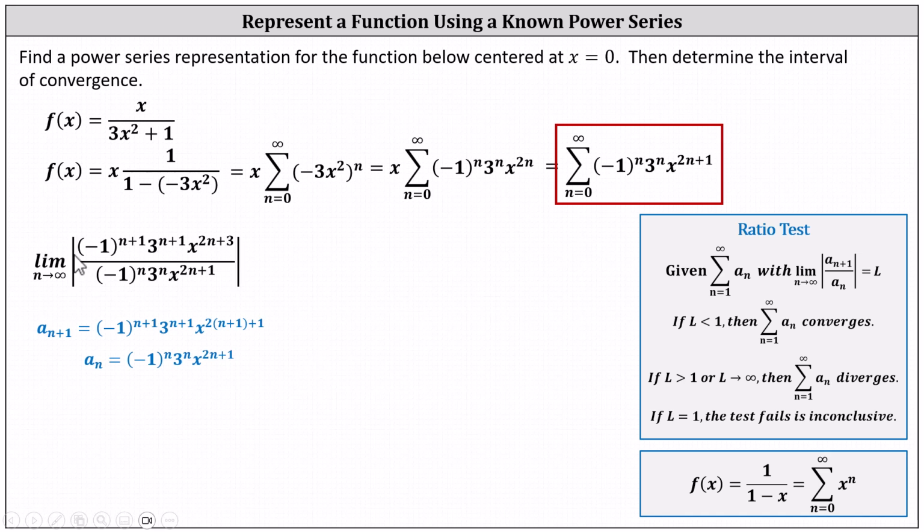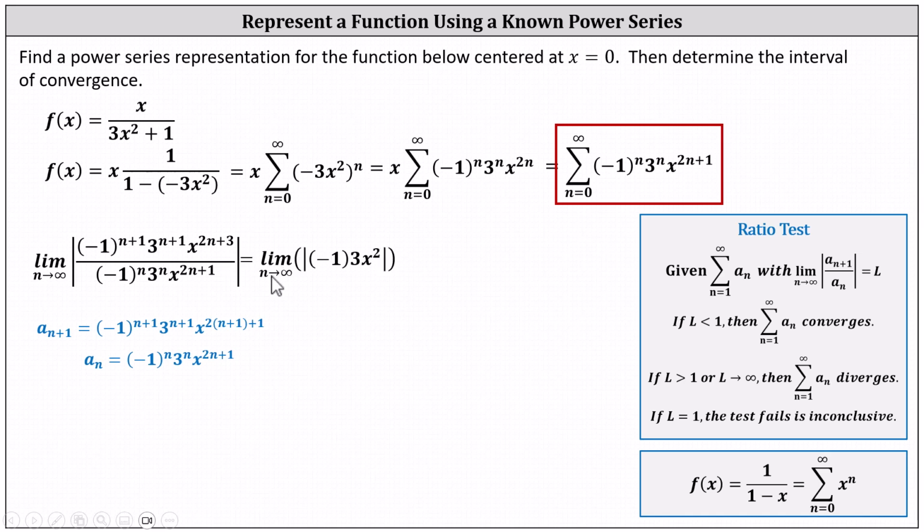We have the limit as n approaches infinity of a sub n plus 1 divided by a sub n. Because we're taking the absolute values, the negative 1s really don't matter. But notice negative 1 to the power of n plus 1 divided by negative 1 to the power of n simplifies to one factor of negative 1. When dividing and the bases are the same, we subtract the exponents. 3 to the power of n plus 1 divided by 3 to the power of n simplifies to one factor of 3. And x to the power of 2n plus 3 divided by x to the power of 2n plus 1 simplifies to two factors of x, or x squared.